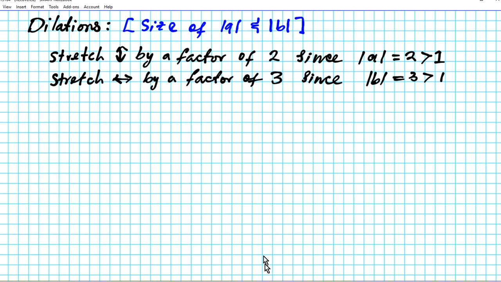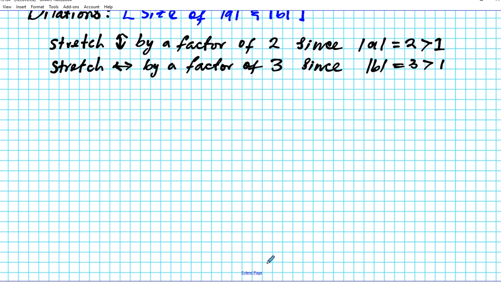The last thing we're going to look at are our non-rigid transformations, known as the shifts or translations. For the shifts, we're going to be looking at the size and sign of H and K. So that's that.